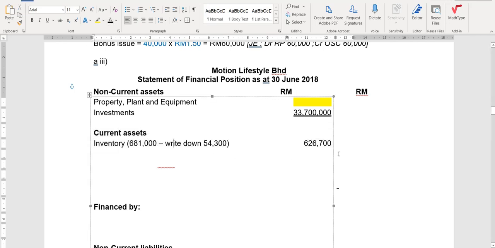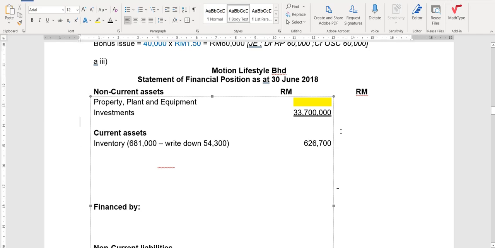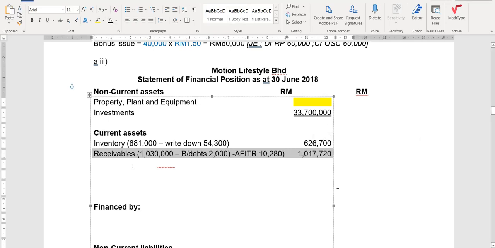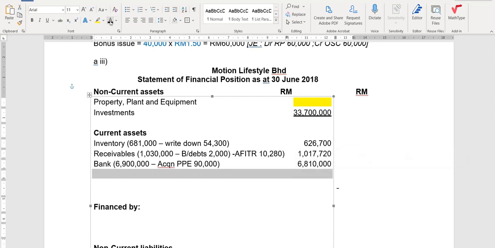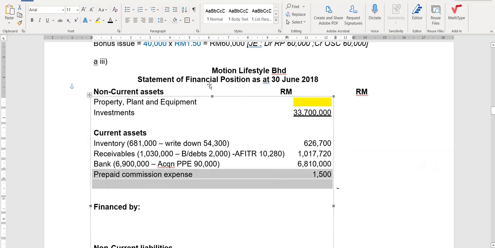Inventory reduced with the write down. So this is the amount that you show at the net realizable value. Next is the receivable. Make sure that is at the net realizable value as well. And then your bank, that should take out the acquisition of PPE because we credit bank earlier. Your tax recoverable, and also the prepaid commission expense that I mentioned much earlier.